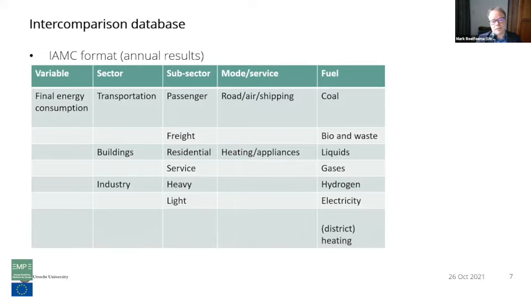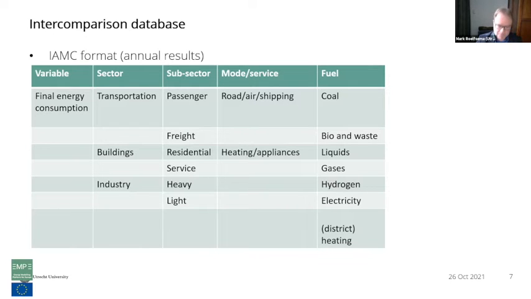Well, all this is stored in the comparison database. This will become publicly available at some point in time in the project. And in this database, we use the so-called IAMC format. This is from the Integrated Assessment Modeling community. And it actually mainly stores annual results. We are also trying to store more intermediate results.